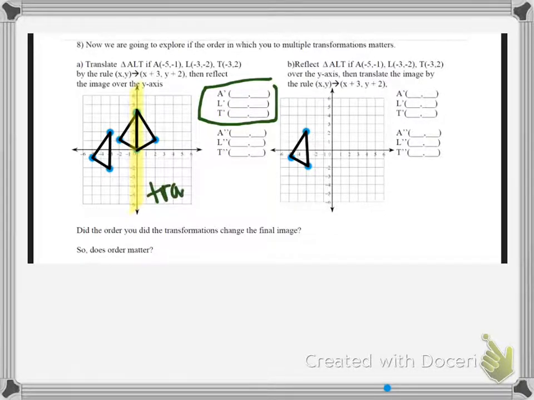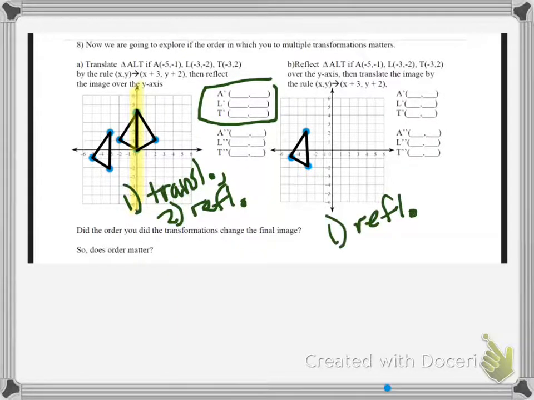So translate, and then reflected. Okay. Next, we're going to reflect first and then translate. So let's see what happens. So here's my y-axis again. So if I flip all of those points over the y-axis, it changes the sign of x for each one of them while leaving y completely unchanged.